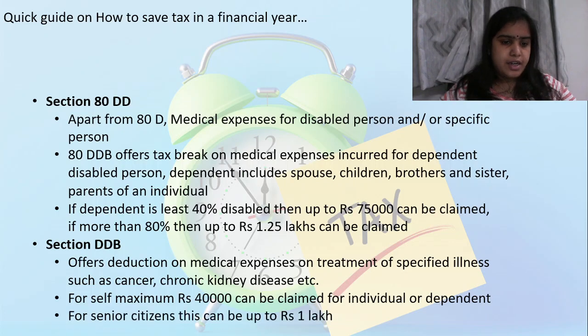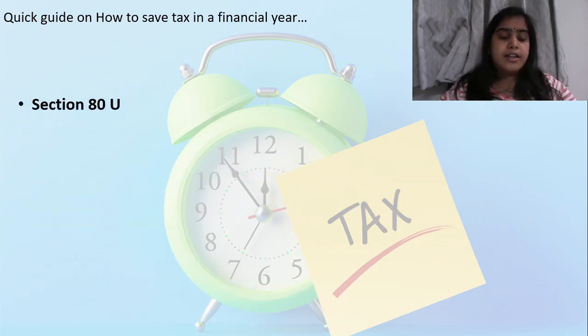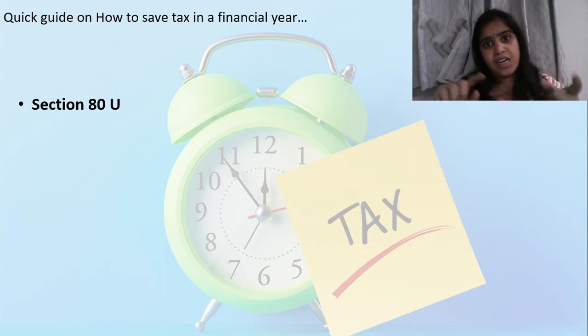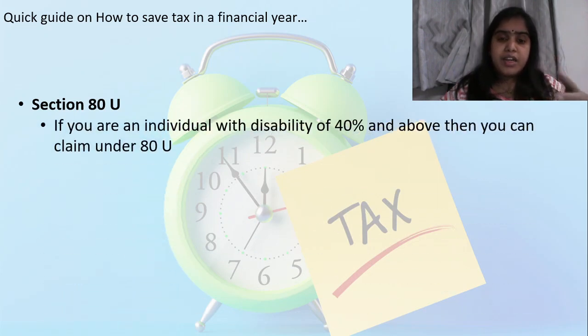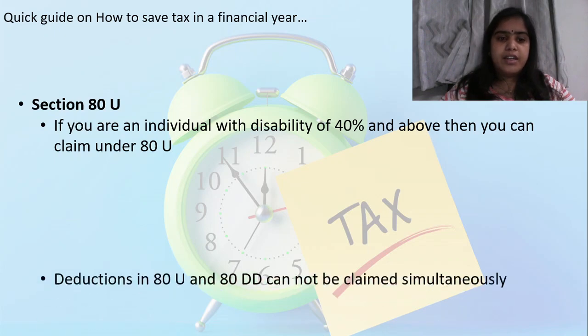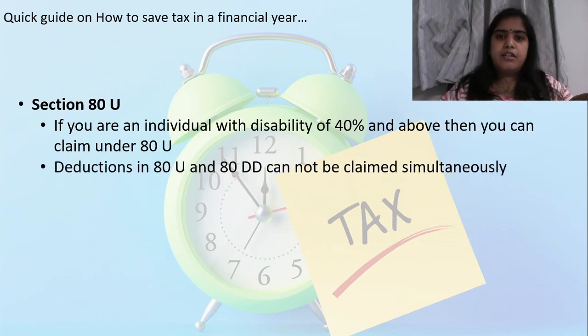So let us take it ahead. Now, for senior citizens, this can be up to 1 lakh rupees. Then 80U. 80DD says if some dependent in your family is disabled up to 40%, then 75,000 can be claimed, and for more than 80%, 1.25 lakh. But if I am the individual and I am disabled up to 40%, then I can claim under this section, which is section 80U. Deductions under 80U and 80DD cannot be claimed simultaneously.